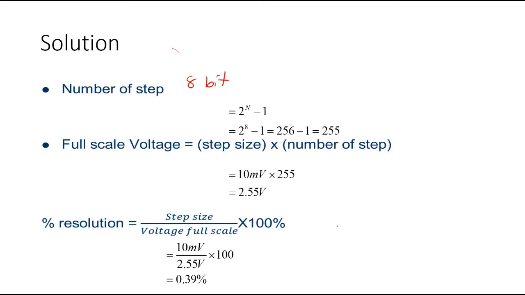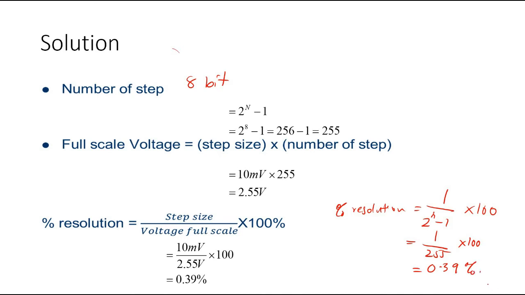Or we also can use the equation percentage resolution equal to 1 divided by 2 power of n minus 1 multiply with 100. Okay, so 1 divided by 2 power of n minus 1 equal to 255 multiply 100. So kita akan dapat 1 divided by 255 multiply 100. Okay, so kita also can get 0.39%.